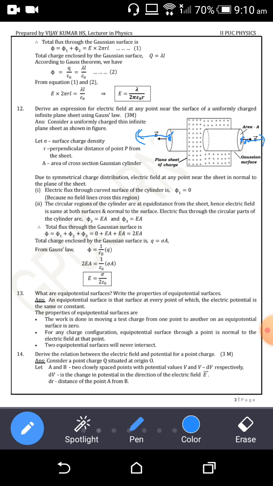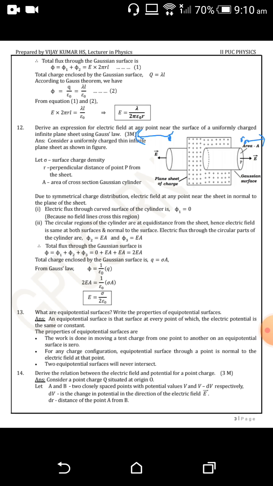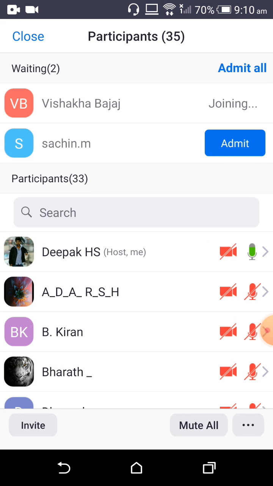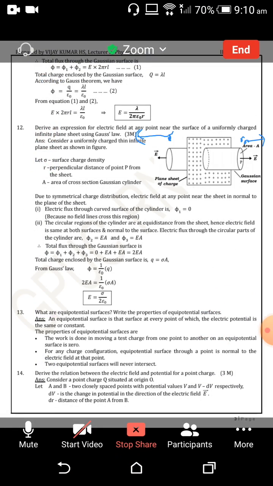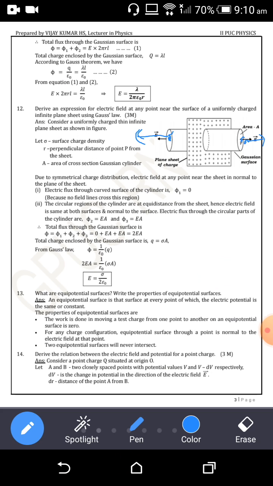As we considered in the last class, when we went through the derivation of electric field due to an infinite long charged wire, we divided the cylindrical Gaussian surface into three parts. In the same way we are going to divide the cylindrical Gaussian surface into three parts. This is the first part, this is the second part, these are the end parts, and the curved surface will be the third part.